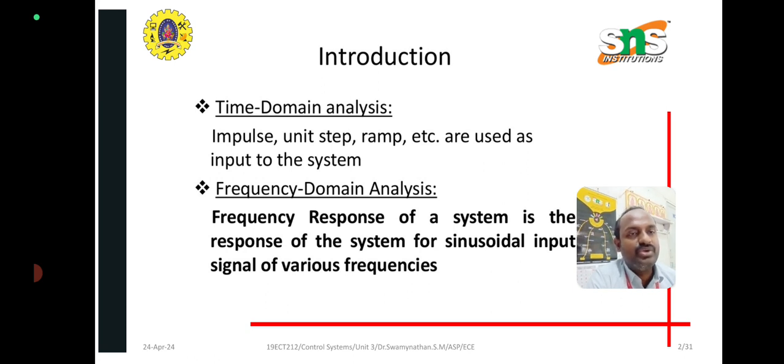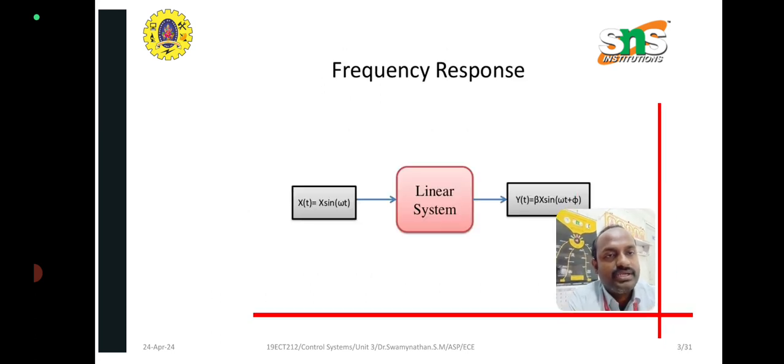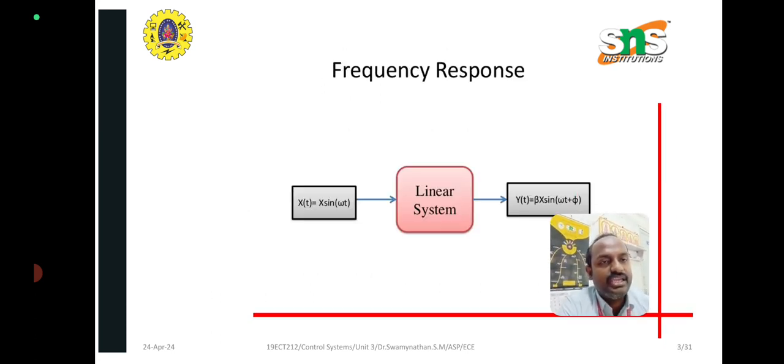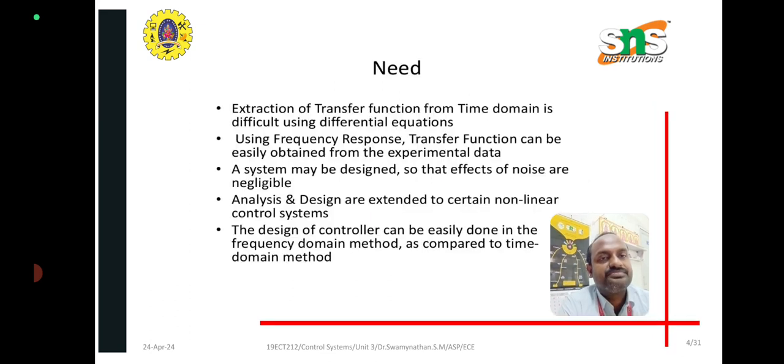So if you give the input to the system, you can get the frequency domain analysis, that is, a sinusoidal input signal for different frequencies. In the time domain, the input x of t is equal to x sine omega t, which is given to the linear system. Then you get y of t is equal to beta x sine omega t plus phi. From this you can get the frequency analysis.